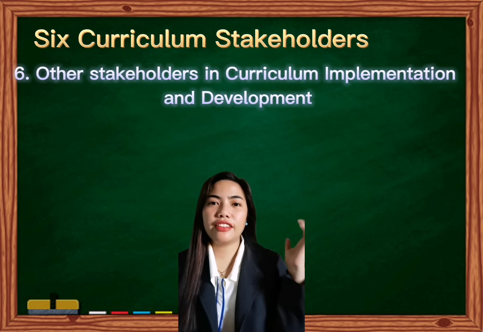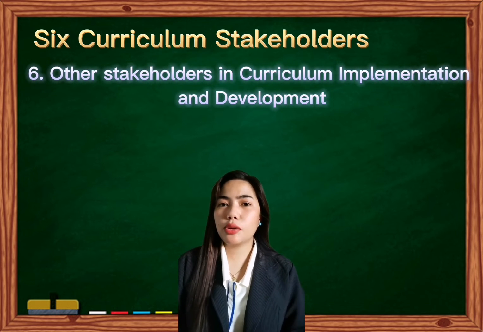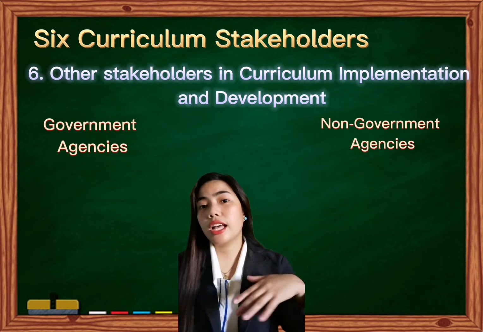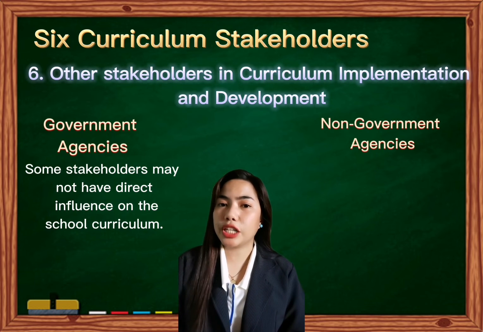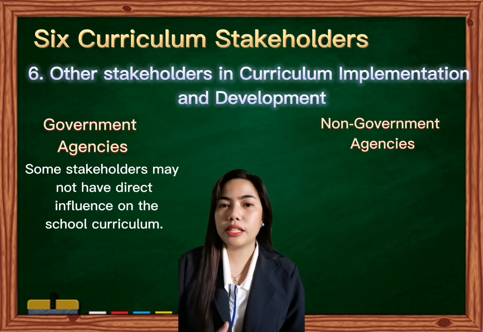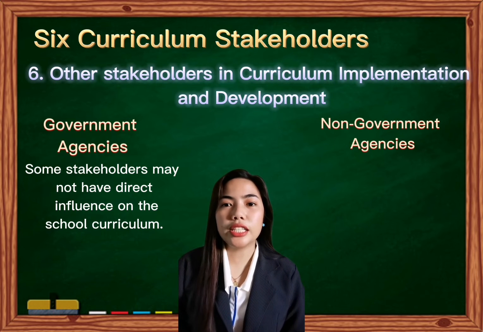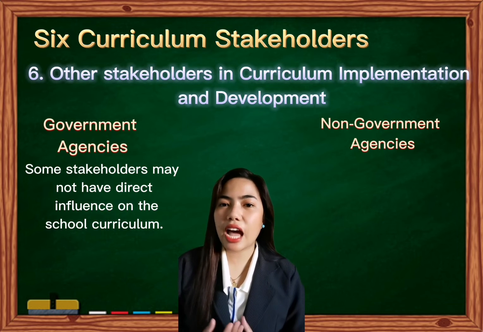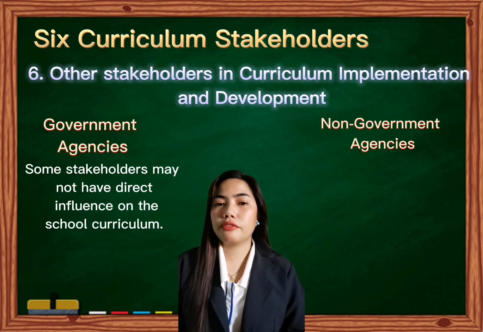And number 6, other stakeholders in curriculum implementation and development. In this, we have government agencies and non-government agencies. So, government agencies, some stakeholders may not have direct influence in the curriculum. These are agencies and organizations that are involved in the planning, design, implementation, and evaluation of the school curriculum. So, there are agencies that have regulatory and mandatory authority over the implementation of the curricula.